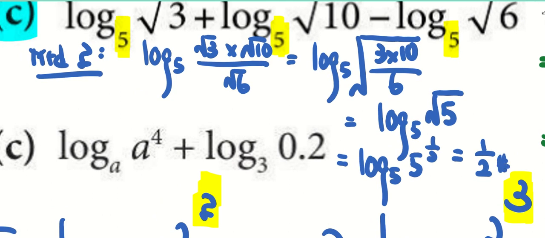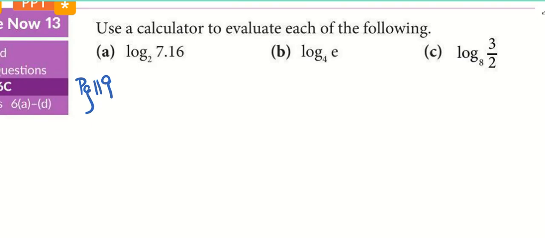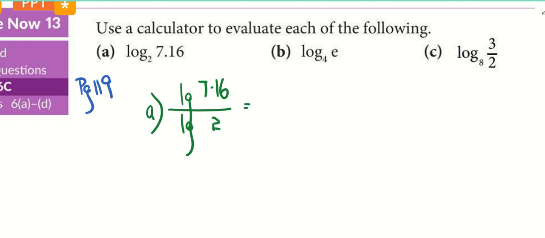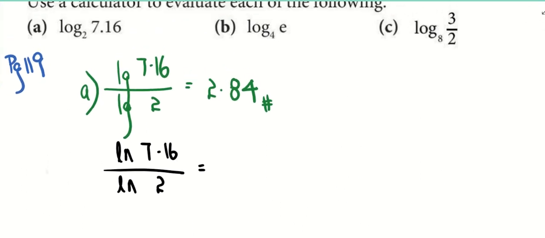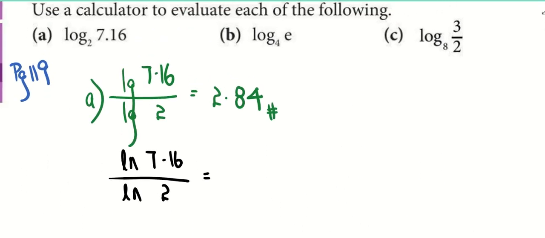So for part A, I need to press a calculator, but I cannot press immediately. So you suggested base 10, so I need to write a fraction. What is the number I put on top? 7.16. What is the number I put below? 2. Can you press a calculator now? So regardless whether you want the calculator to be log to base 10 or ln, both of the answers you will get the same.